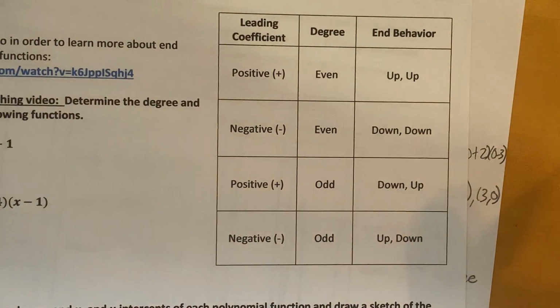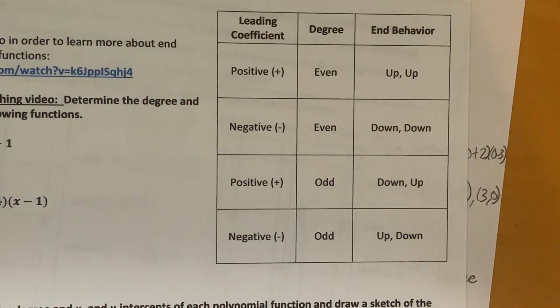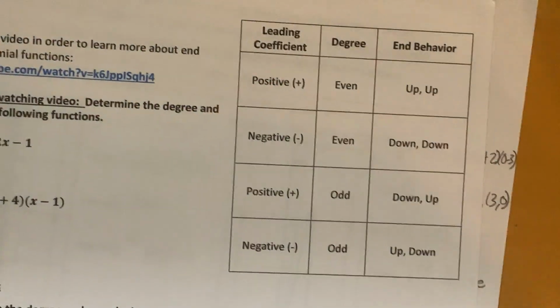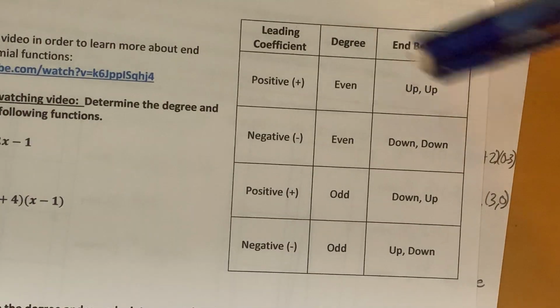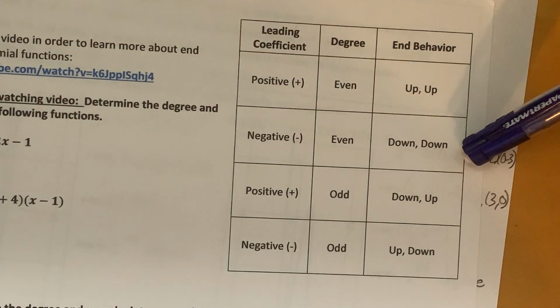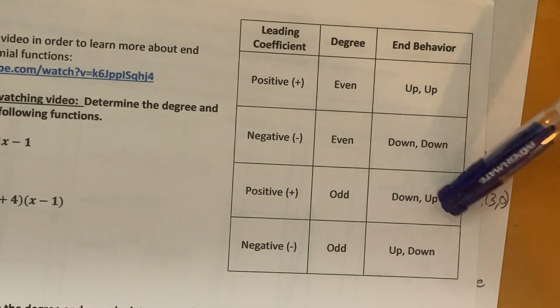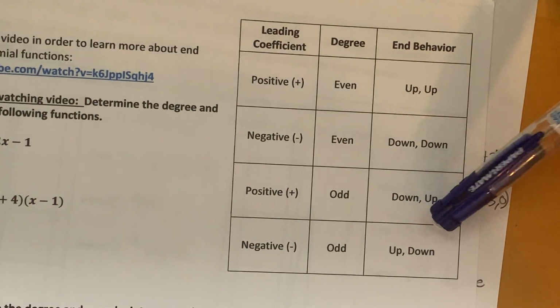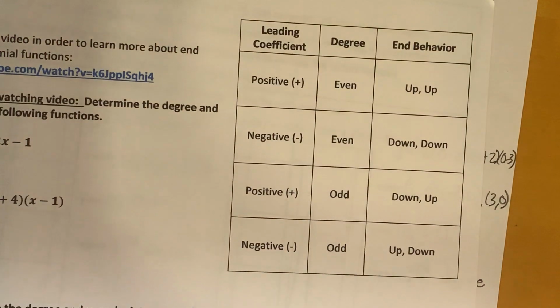Give you a moment. So, if it's an even degree, it'll either be up, up, or down, down. If it's an odd degree, you'll get down, up, or up, down. You'll get the opposite happening on both ends. So you can immediately see which one's even, which one's odd, before you even look at anything else. If you look at the graph, you could tell if they have odd end behaviors. If they have opposite end behaviors, they're odd. If they have the same end behaviors, then they're even.